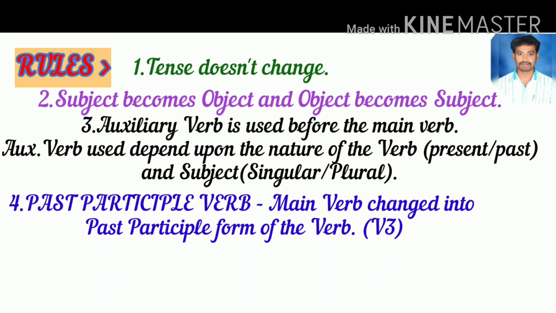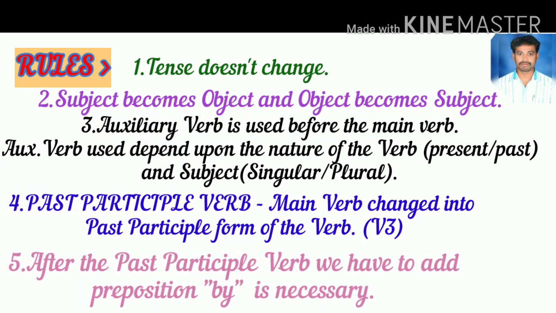And then the fourth one, past participle verb. Look at that one. Main verb is changed into past participle form of the verb, that is called V3. It means that definitely they will give V1, so V1 changes into V3. This is the fourth rule to change from active voice to passive voice.